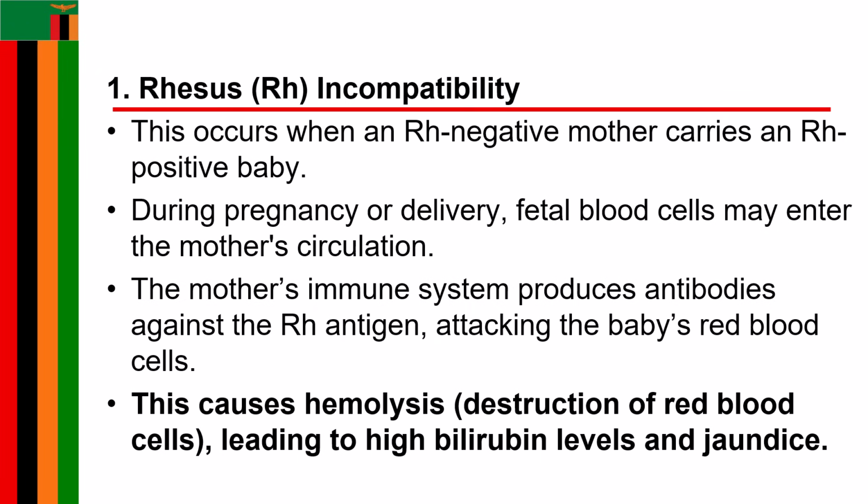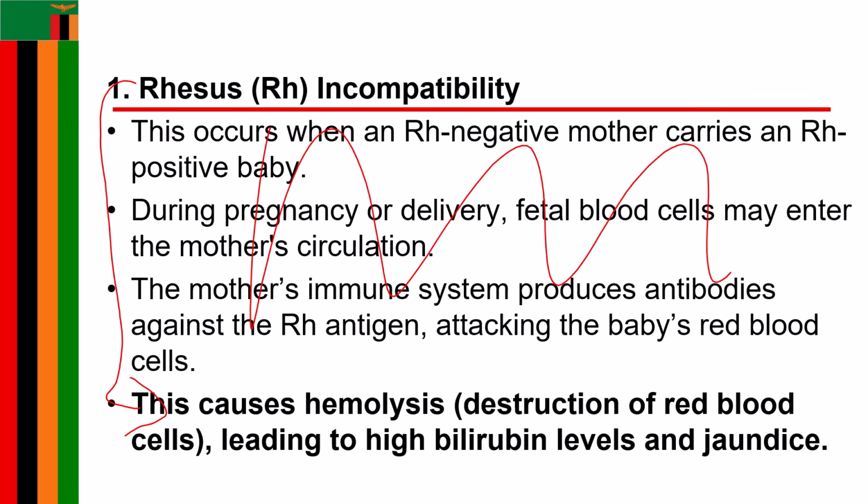So rhesus incompatibility can cause increased hemolysis of red blood cells, hence leading to jaundice. And the explanation is also there. But all you need to write is just this first statement and the last statement highlighted. This whole information here is just for your explanation.